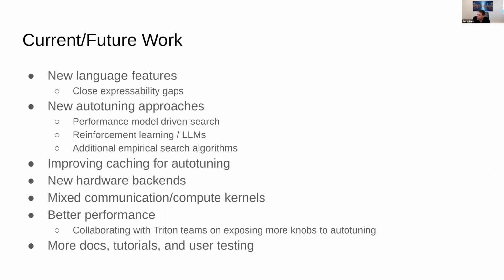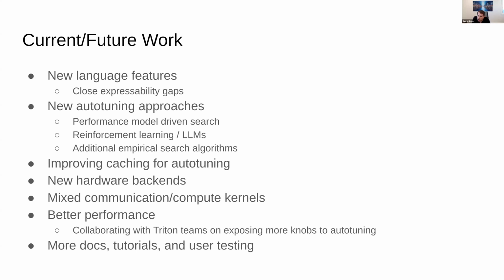So current and future work: Helion's still super early. We're actively developing Helion, and here's just a few of the things that we're either working on or think we need to do. So we want new language features. I've talked a little bit about new autotuning approaches before, basically applying more ML-driven approaches to do the search. I think we need better caching for the autotuner. So in some cases, you may not want to copy and paste configs into your code. You may want a caching service that handles the autotune configs. We're looking into new hardware backends, AMD, and also a bunch of others.